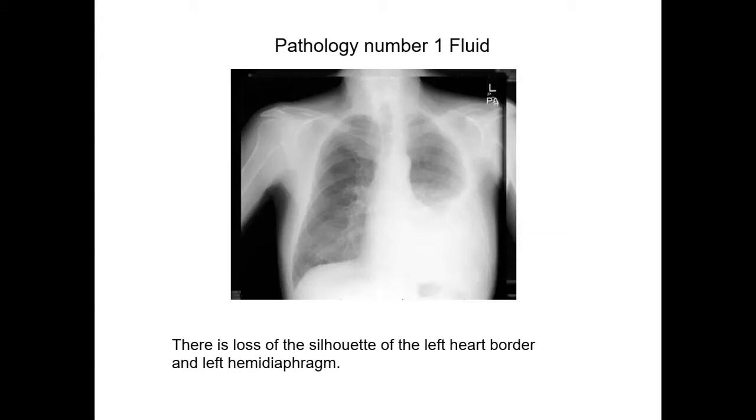And the two most common pathologies that cause a unilateral pleural effusion or exudate are infection and tumour. And I'll come to those pathologies in a second. So that's an exudate, most likely an exudate.